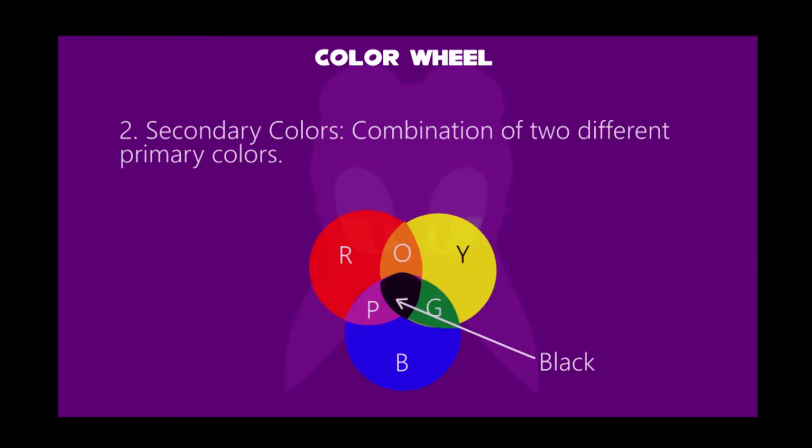Next, the secondary colors let you mix two different primary colors. Red and yellow mix into orange. Yellow and blue mix into green. And blue and red mix into purple. If you take all three primary colors, it therefore makes black.